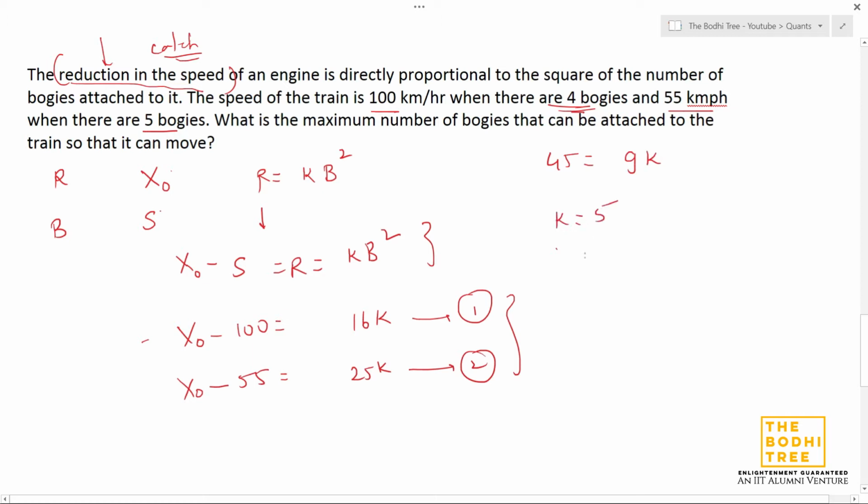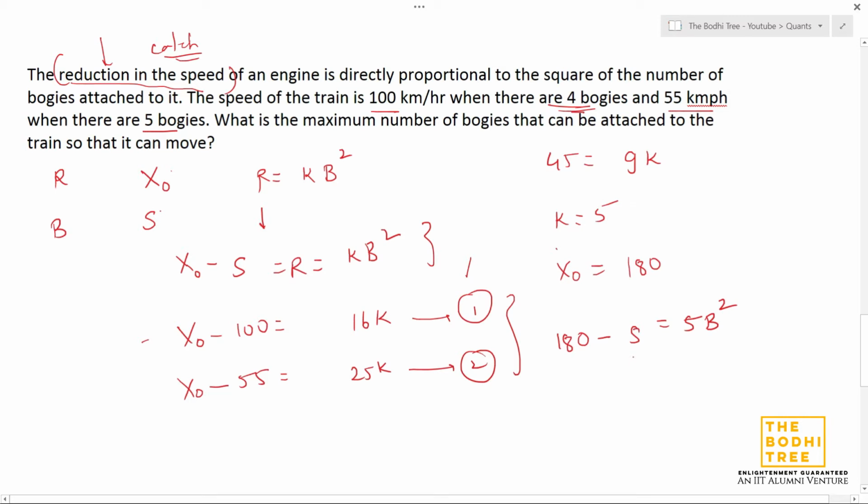With that I'll get the value of x0 if I substitute this in 1 or 2 as per your convenience. If you are comfortable with the table of 16, then substitute in equation 1: 16 fives are 80, plus 100, 180. So the equation that we get is 180 minus the speed. The speed at which the engine is moving when there are b bogies attached to it is nothing but 5b square. This is the equation that we get.